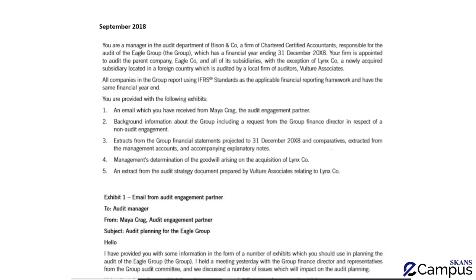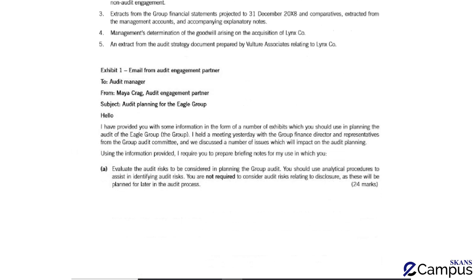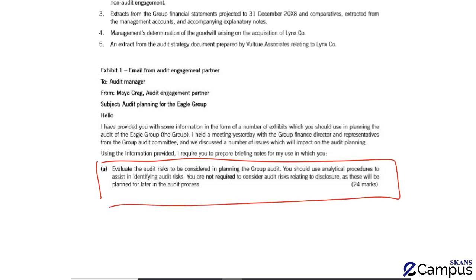So starting off very quickly, let's just look at the requirement first, because I have read the case study once already. I can just focus on the requirement now. So I have to evaluate the audit risks to be considered in planning the group audit. So it's a group audit. You should use analytical procedures to assist in identifying audit risks.